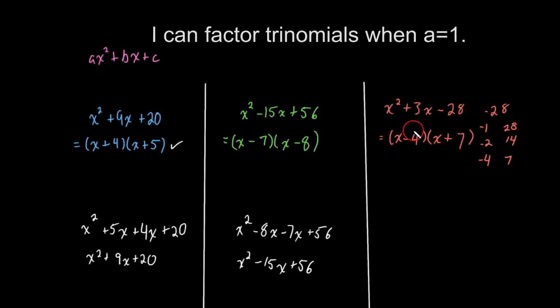and x plus 7. And again, we can check these just to make sure that our answer is correct. So let's FOIL this out. We'd get x squared plus 7x minus 4x and minus 28. Again, we'd combine like terms, so it gives us x squared plus 3x minus 28. So that is a good answer there. That is it for this video. After watching this and getting a little bit of practice, you can say I can factor trinomials when a equals 1.